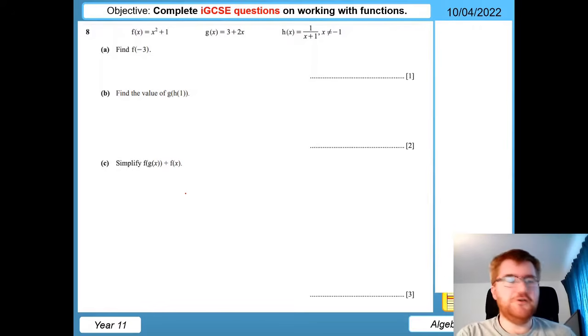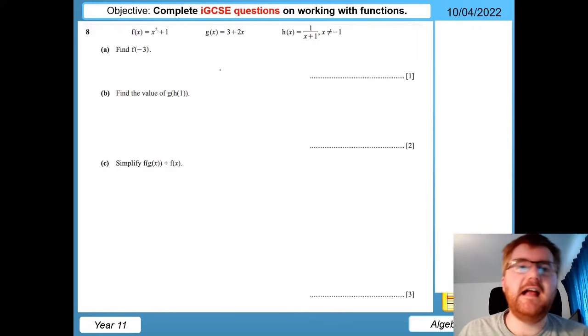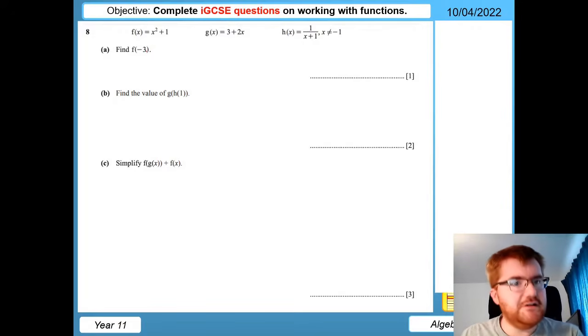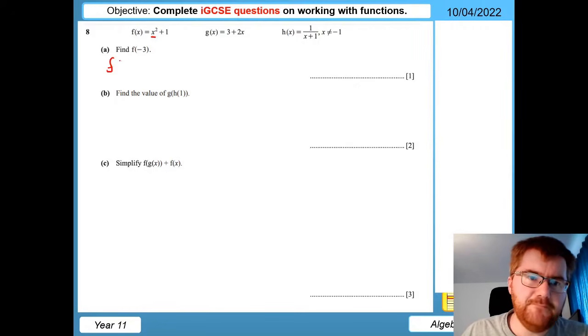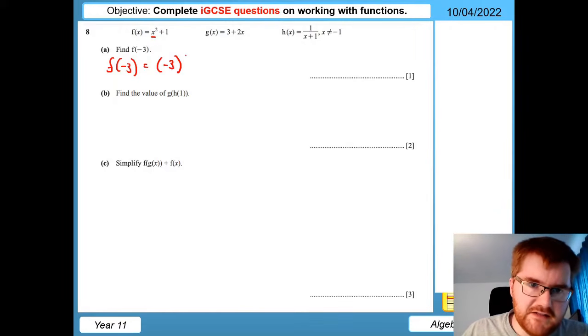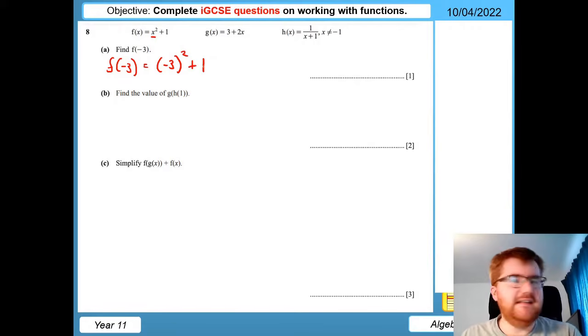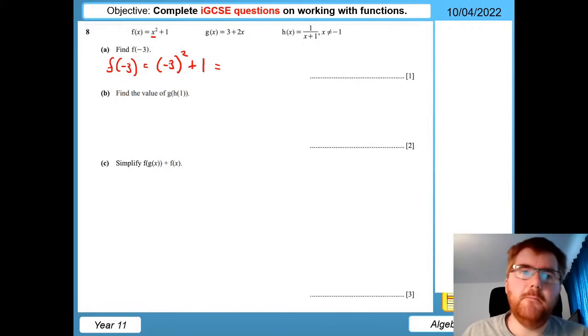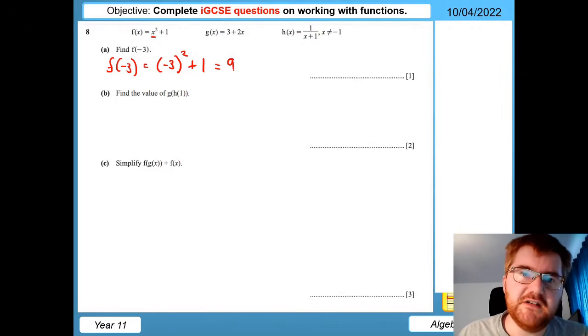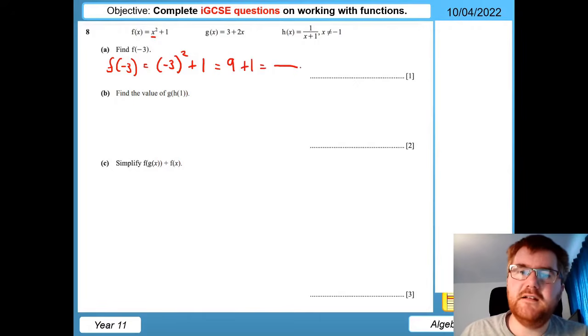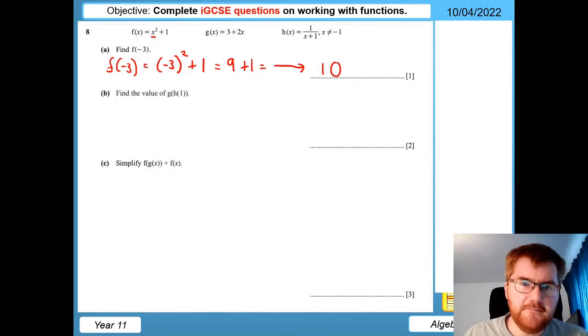Right, on to another function question. So we're on to question 8. So the first part, very standard. We need to work out f of minus 3. So wherever we see an x, we're going to replace it in our f function with minus 3. Now this is where we have to be careful with brackets, because we need to put a bracket around the minus 3, because we're squaring that, plus 1. This is where you can easily lose a mark. So remember, minus 3 all squared is minus 3 times minus 3. That's equal to positive 9, and 9 plus 1 gives us our answer of 10.